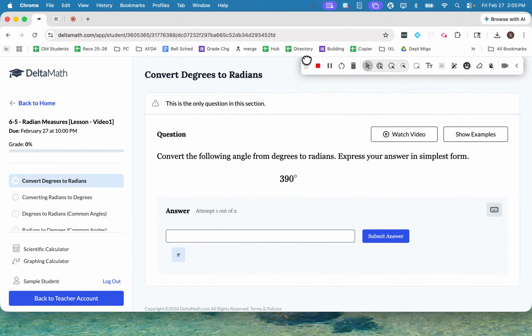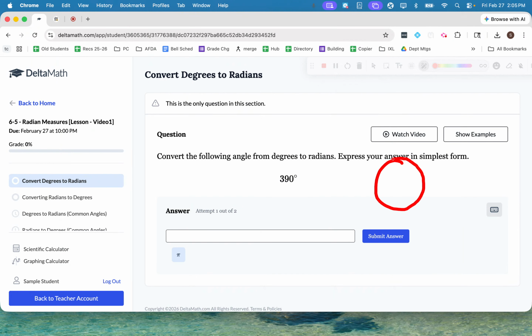Okay. How do we convert 390 degrees to radians? So what is a radian? A radian is just a measurement system that uses pi. The distance from here to here, around the circumference of a circle, is 1 pi. And if you go full circle, it's another pi, which means the circumference of the whole circle is 2 pi.